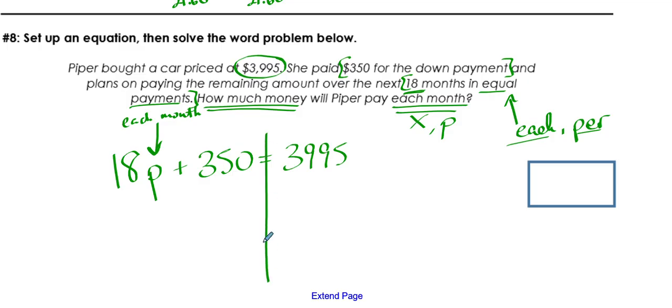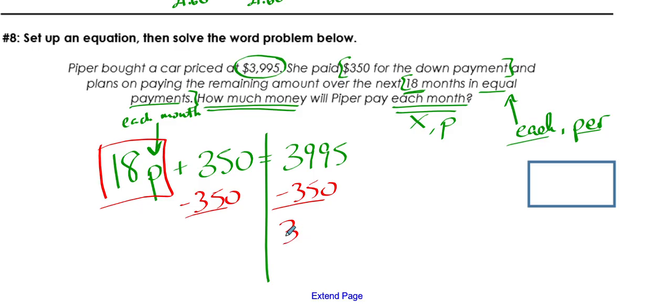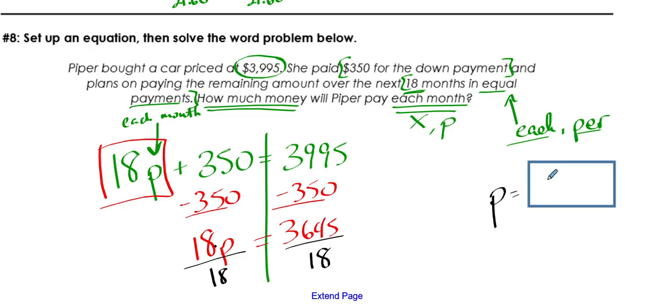Now we can start solving. I'm going to box that 18p. I'm going to subtract $350 from both sides. That gives me $3,645 left over on the right side and 18p on the left side. Last step, that's multiplication, so I'm going to use division to solve. That gives me that each payment is $202.50. So we pay this 18 times plus the down payment, gives us a total of about $4,000 for the car.